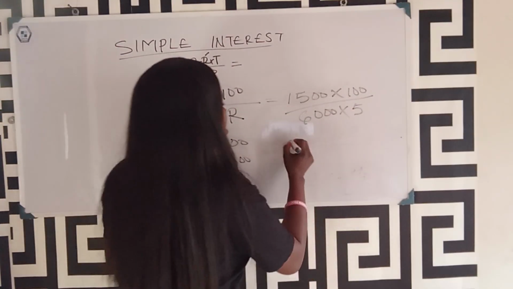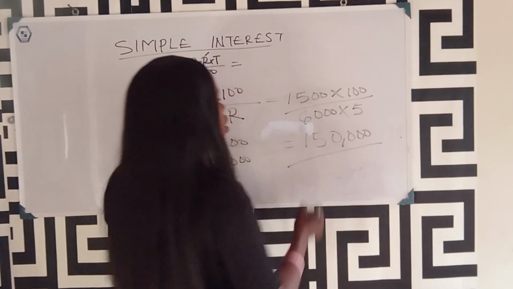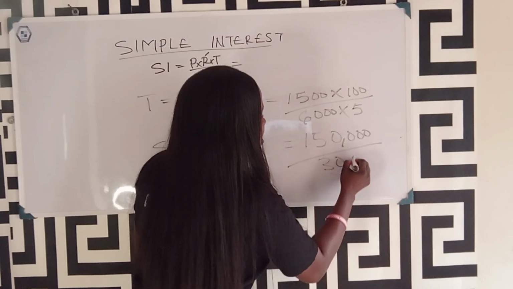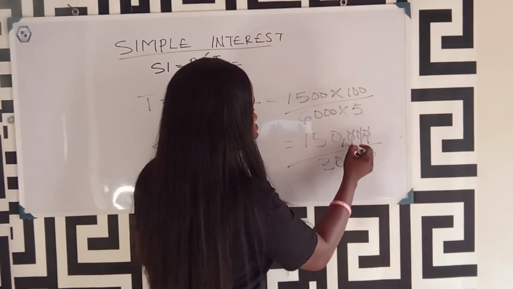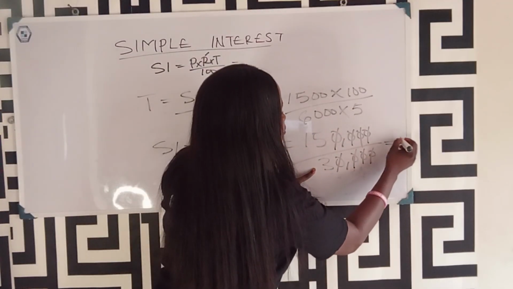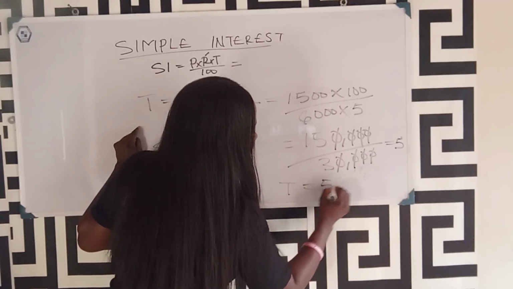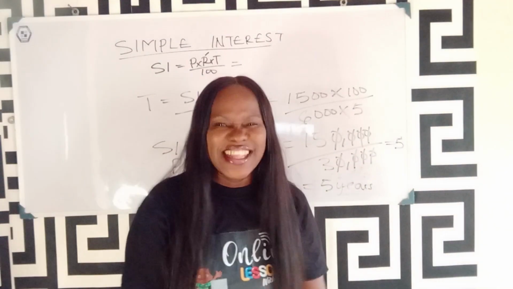1,500 times 100 is equal to 150,000, all over 6,000 times 5, which is 30,000. So we will do our cancellation. 15 divided by 3 is 5. So the time is 5 years. That was very simple, right?